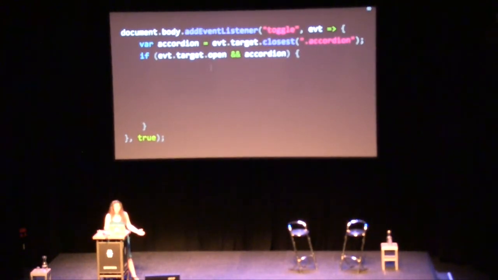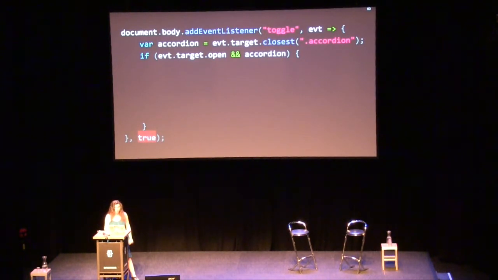I'm adding a toggle event to the body. I'm using capturing. This is what the third parameter stands for, because toggle doesn't bubble. And I want to capture all of them at the body level so that I don't have to attach individual events to every details element I add. And then I'm checking, is this element inside any element with a class of accordion? Because I don't want random details elements to have this behavior.